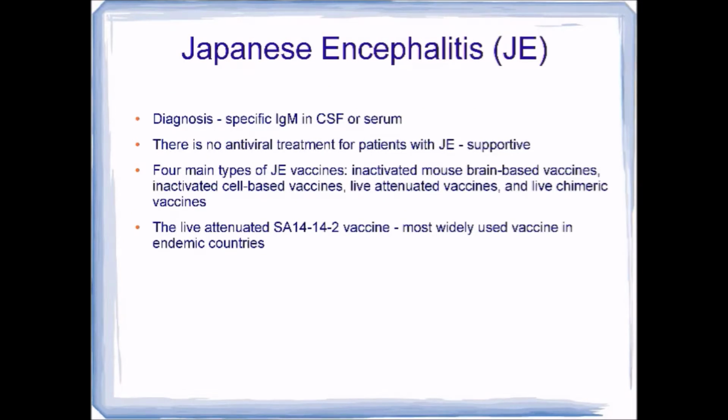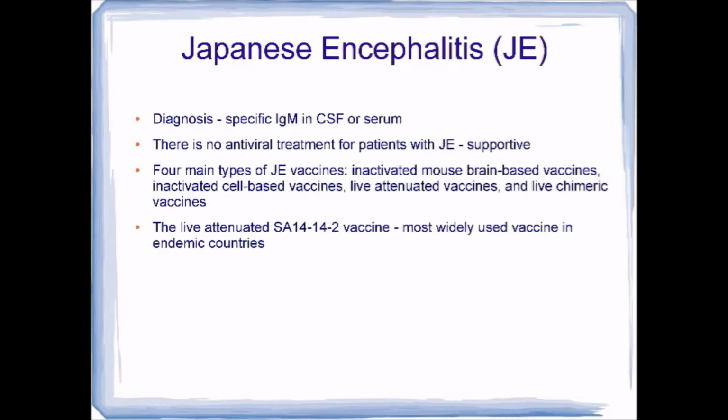For Japanese encephalitis, another mosquito-borne disease, the diagnosis is by finding the specific IgM in cerebrospinal fluid or serum. The virus can be cultured in specialist laboratories. There is no antiviral treatment for patients with JE. Treatment is supportive to relieve symptoms and stabilize the patient.